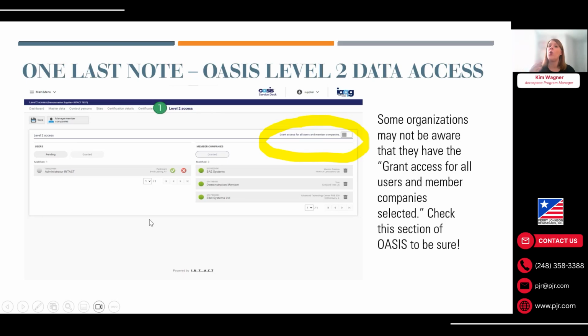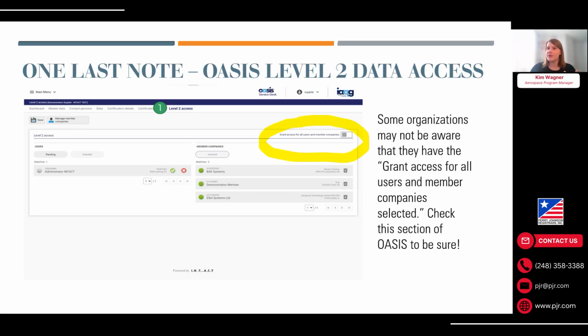This is where you'll get requests from customers or from other bodies that want to see your audit reports. They also can now see your insights reports as well if they have level 2 data access. But some organizations have turned on this setting that grants access for all users and member companies. That means that anyone logged into OASIS could review your audit reports and your insights reports.